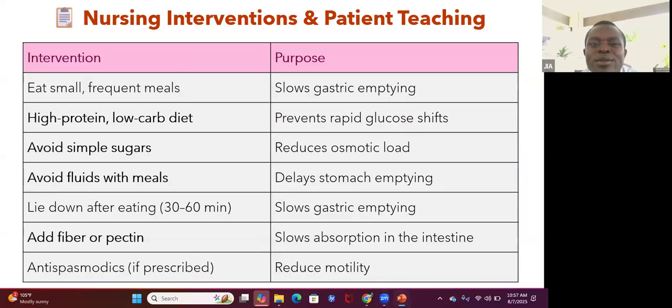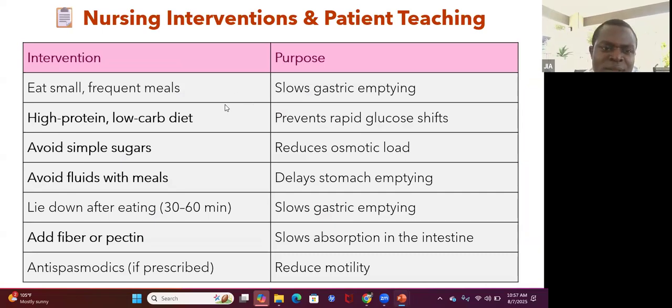Now, how do we intervene for these people? Okay, intervention. So you see, this is one of my favorite words: small but frequent food.